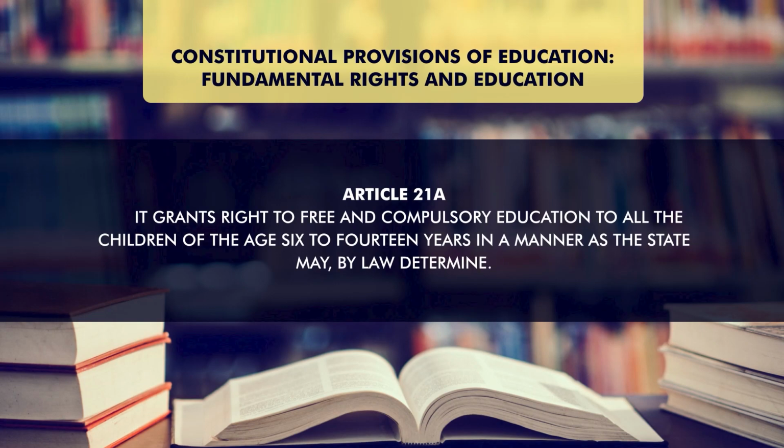And now let me focus upon the very important fundamental right and education, that is Article 21A. I was talking earlier, that is right to free and compulsory education to all the children of the age 6 to 14 years in a manner as the state may by law determine. Try to understand. It was earlier in Article 45, which says that the state shall provide free and compulsory elementary education to all the children in the age group of 6 to 14.